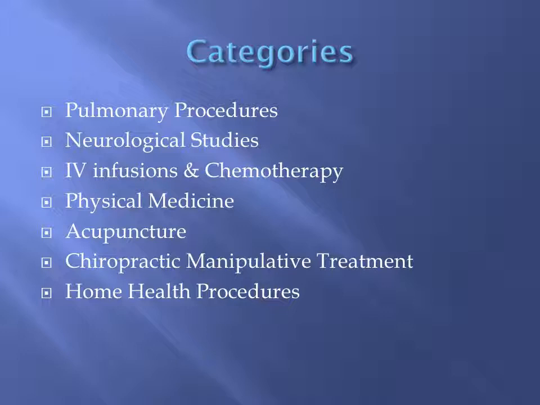Chiropractic manipulative treatments. These are 3 codes, 98940 through 98942, that describe treatments of the spinal region: cervical, thoracic, lumbar, sacral, and pelvic. And 1 code, 98943, is used for treatments of 1 or more extraspinal regions. We also have home health procedures. These are services provided by non-physicians in a person's residence.